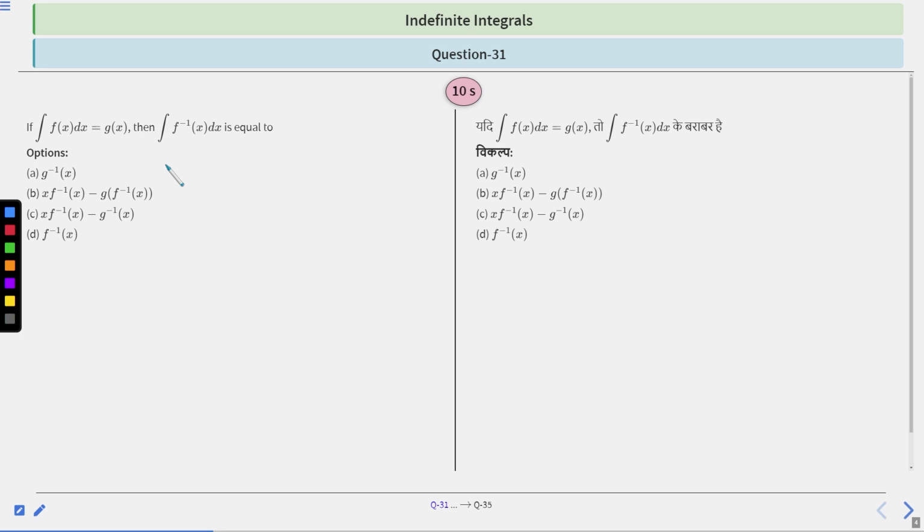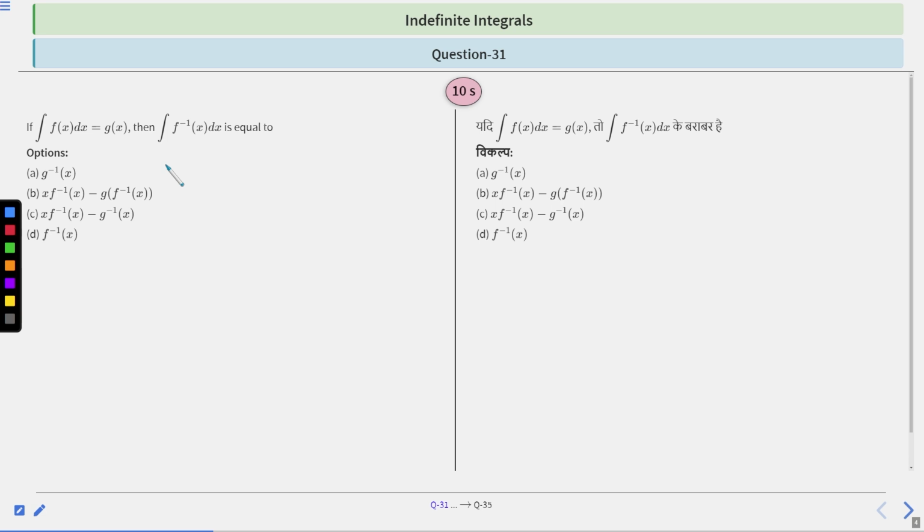The hint of this question is, you can find f(x), and after finding f(x) you must find f inverse x. F inverse x will be as a function of g(x), so that when you integrate f inverse x, you will get the answer in terms of g(x) or g inverse x, or g of f inverse x, like that. Clear? So in this way you can approach this question.